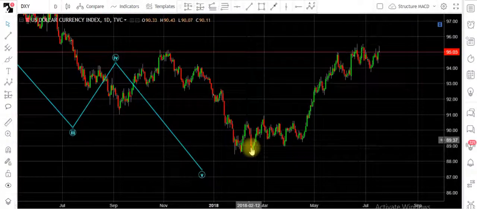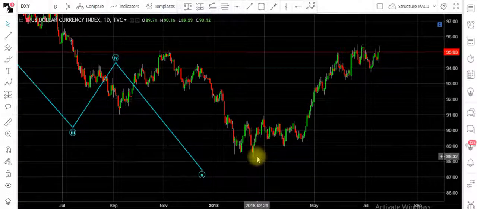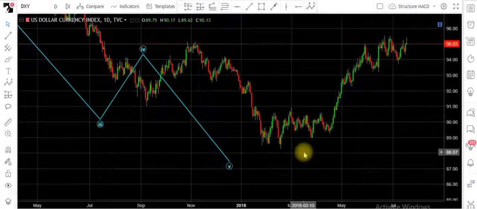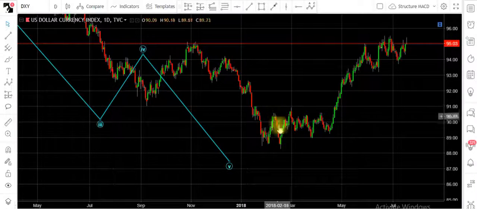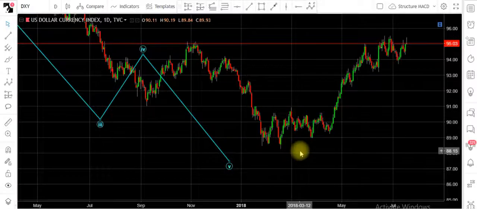Now, you say, well, where are the subwaves in that one? Guys, if you went right down to the 15-minute time scale or the 1-hour time scale, you would be able to count 5 waves in there. But the point isn't to get too caught up in counting 5 waves, because sometimes they just move. And when you get a movement like that, you don't need to count all of the waves.